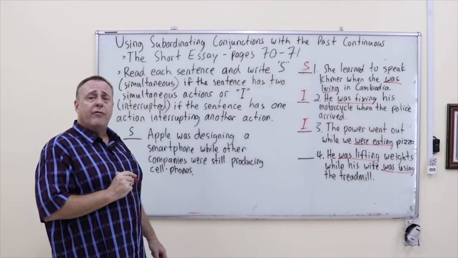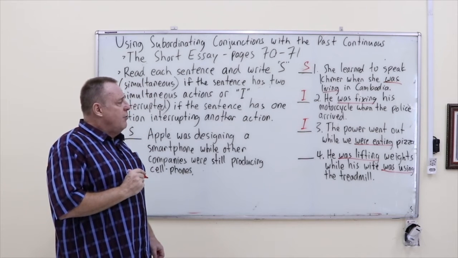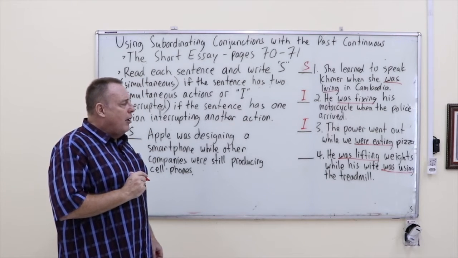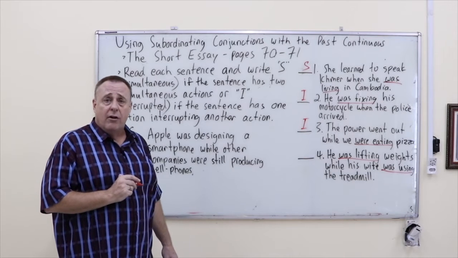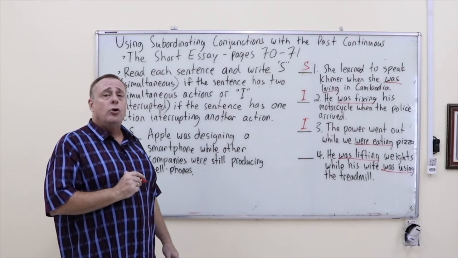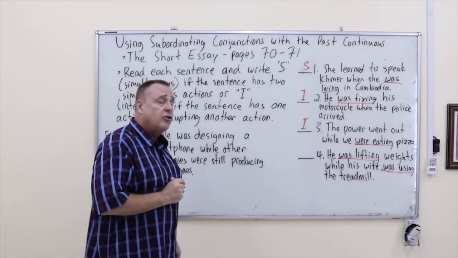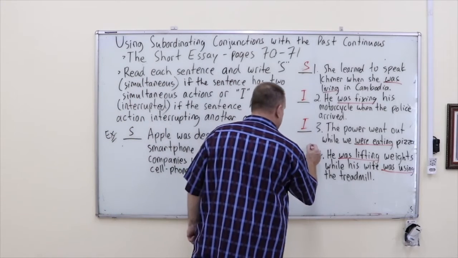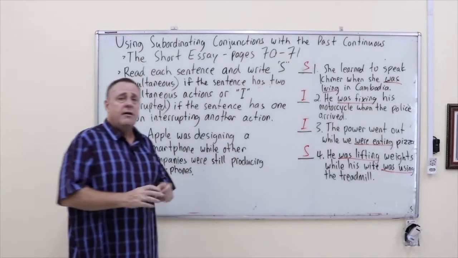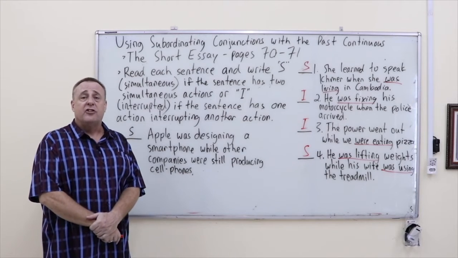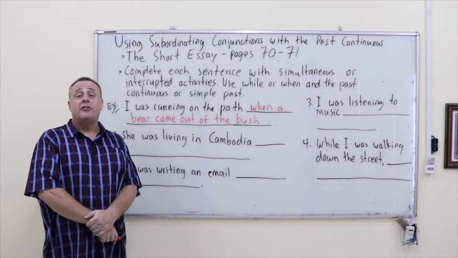And let's look at number four, the last one. He was lifting weights while his wife was using the treadmill. So here we have two simultaneous activities. We will give this one an S. Now, in a minute, we will do our last lesson. Okay, let's do our last lesson.